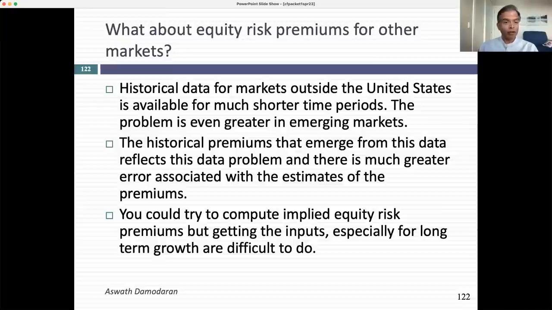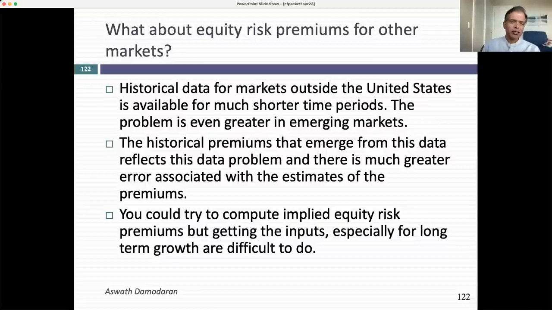Right? There's not a whole lot of history. Clearly, historical data is not even going to work, right? Because what did we say you need for historical data? A lot of data. I said even 94 years is not enough. There aren't too many markets in the world where you're going to get the kind of historical data you get in the US. You said, what about the implied premium?